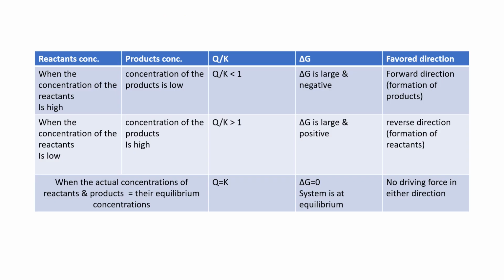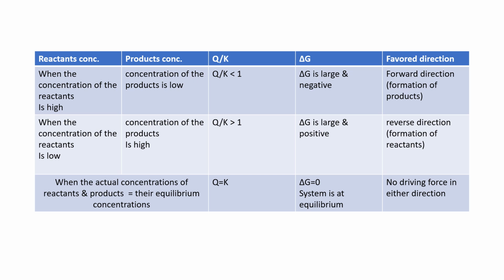This is a table that summarizes what we said. When the reactant concentration is high and product concentration is low, Q divided by K will be less than 1, and delta G will be large and negative, and the forward direction is favored, which is the formation of products. When the opposite happens, the reverse reaction will be favored, which is the formation of reactants.